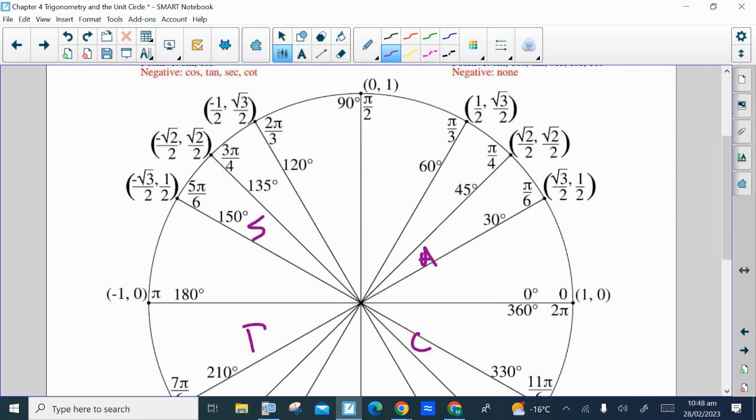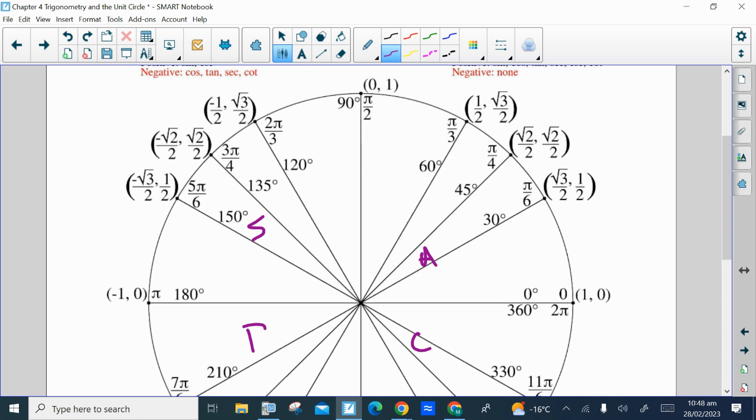In the second quadrant, that's our S quadrant. Sine is positive. Sine, remember, is the second number, where cosine is the first. Cosine is negative. Sine is positive. That's why it's the S quadrant.